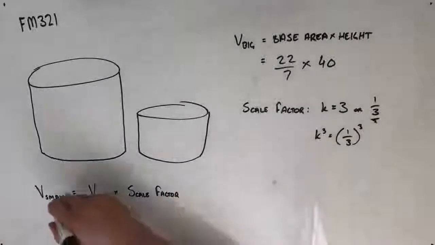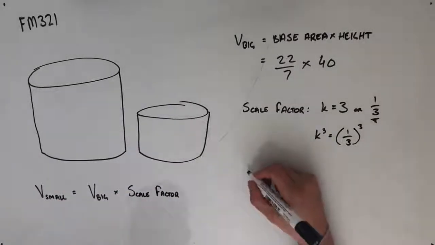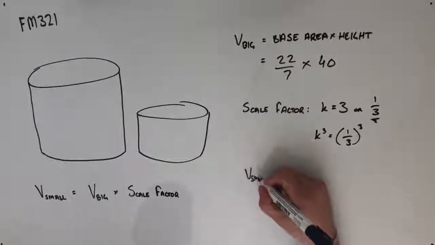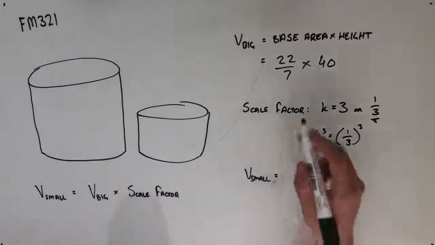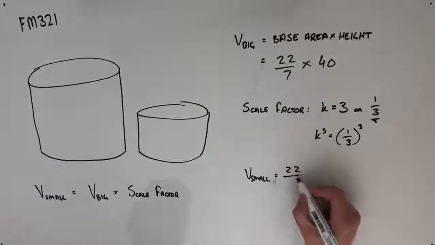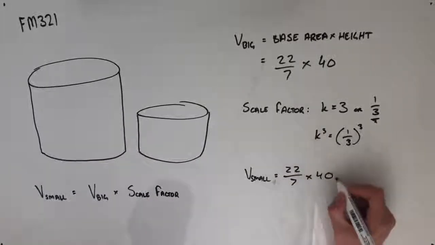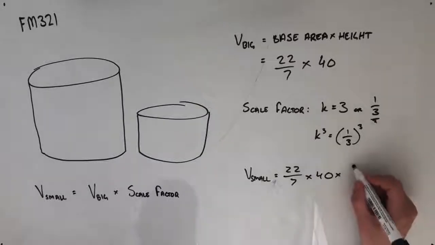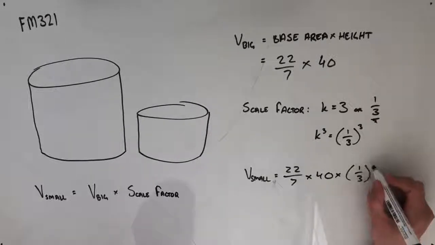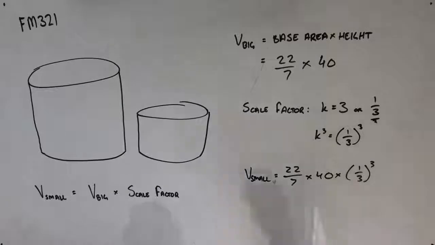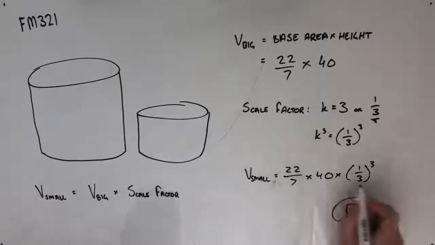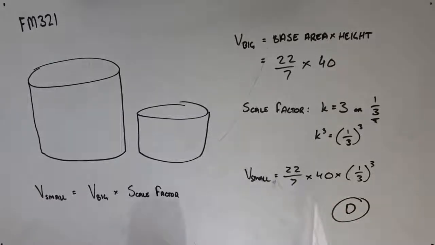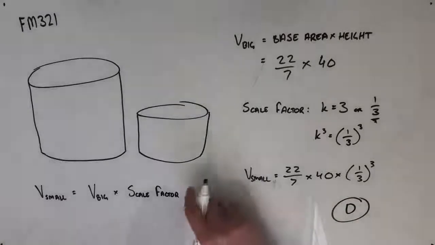Whacking this all together back into this formula that we had originally, we've got our volume of our smaller cylinder. It's going to be equal to the volume of our larger cylinder times our scaling factor, or a slightly revised one, like this. Looking at our potential answers out of the 5, we can see that D looks very similar to this, it's just in a different order, and of course D is our correct answer.